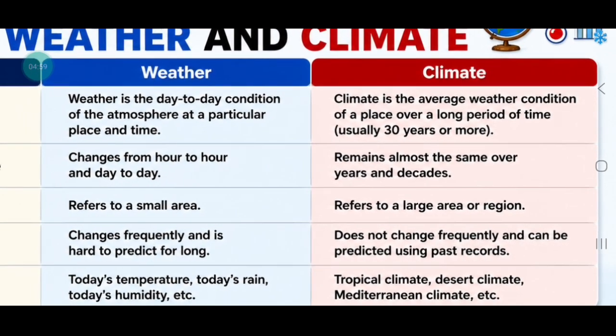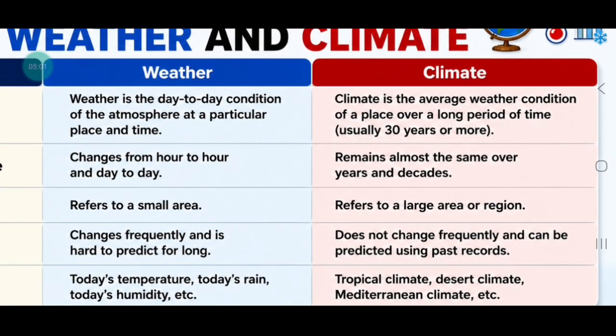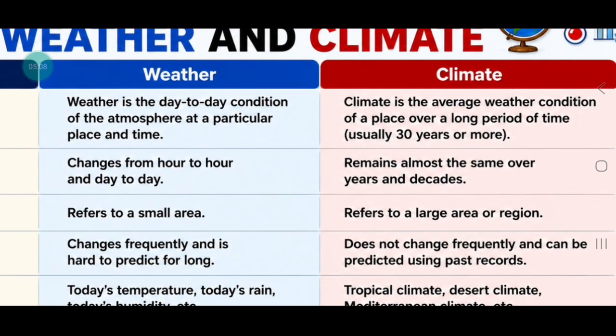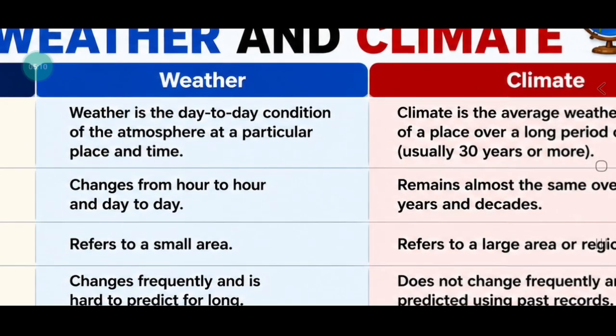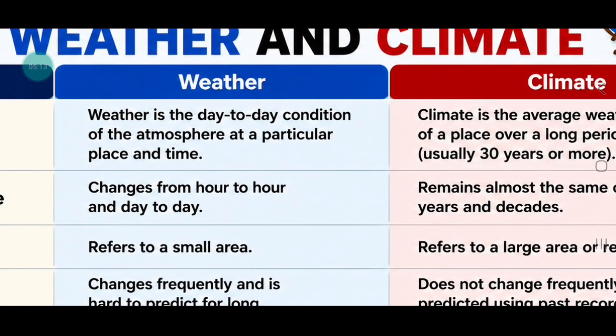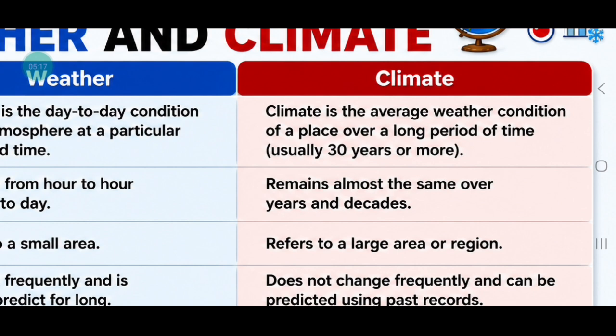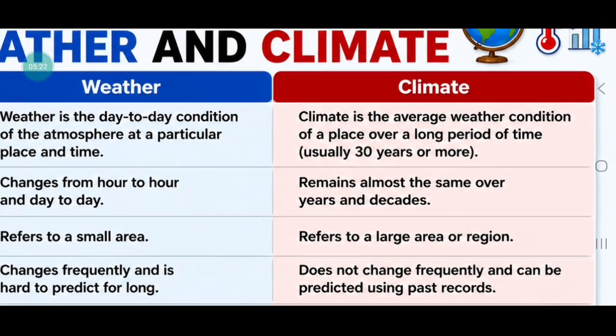So weather and climate both are atmospheric conditions. Again and again I am saying this, you need to understand it. Both are atmospheric conditions. But weather is the atmospheric condition which keeps changing day to day, place to place, and climate is the average weather condition of a place over a long period of time, at least 30 years.